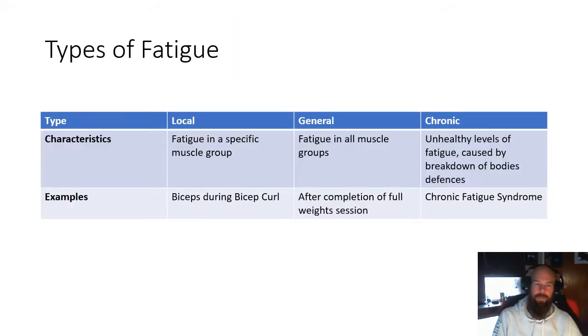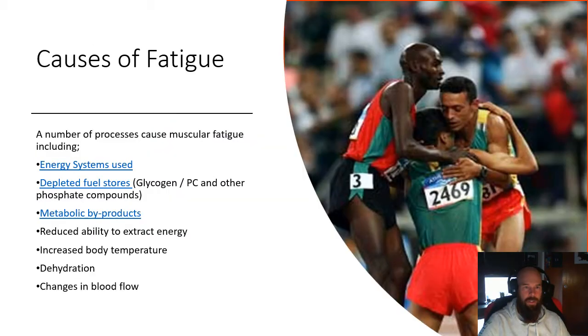So there's different types of fatigue. There's local fatigue, there's general, and there's chronic. As you can see in the table, local is just dealing with a specific muscle group. General is all muscle groups, and then chronic is something else, but it's unhealthy levels of fatigue. It's that constant tiredness and being run down kind of feeling. So there are different levels of fatigue that you need to be aware of.